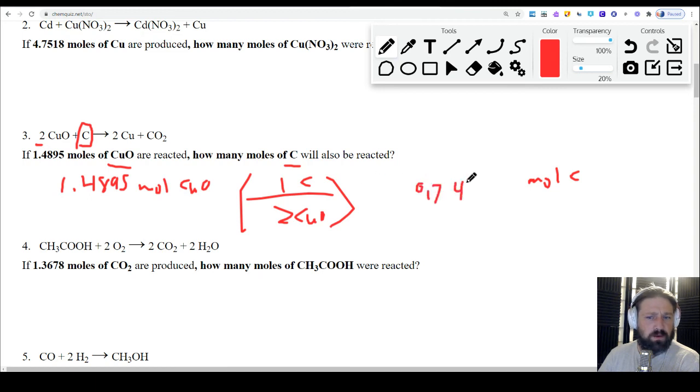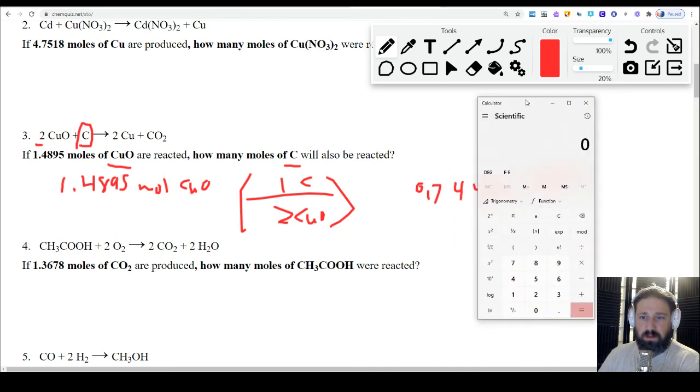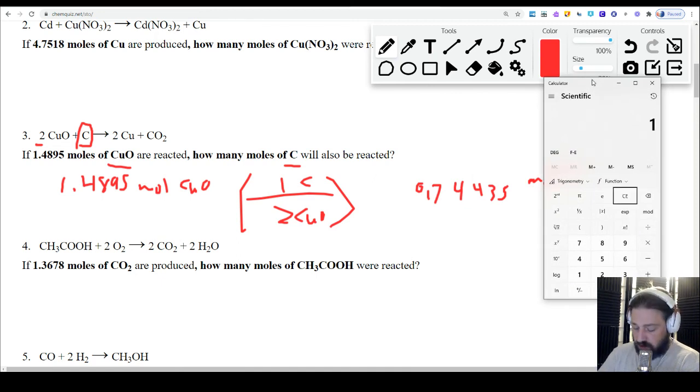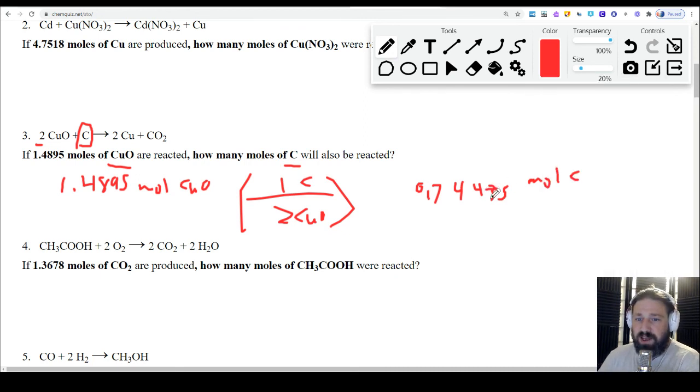And this is going to turn out to be about 0.74435, somewhere in there, if I did my math correctly. Again, I'm fairly certain that's right, but no, I was wrong. It's not 3, it's 7. This is why you should always go through and actually put your work down and do it, because you might be wrong. All right.